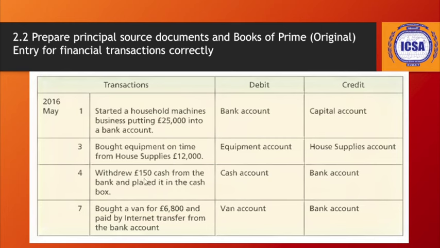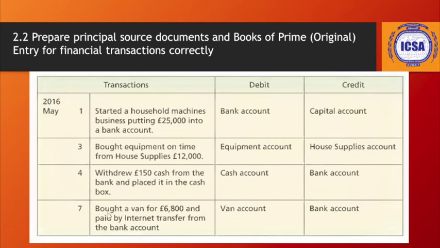Withdrew 150 cash from bank and placed it into the cash box. Cash of 150 is taken from the bank and is placed in the cash box. So cash account is debit with 150 and bank account is credit with the same amount.